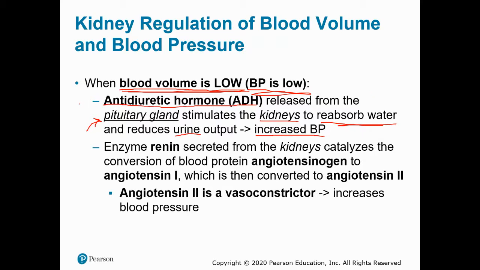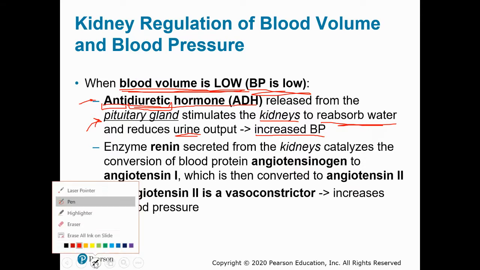So also look at this word antidiuretic. If you know what the word diuretic means, and you might not, diuretic means something that increases urine output, something that causes us to create urine, to go pee, basically. So if it's an antidiuretic, it's going to have the opposite effect of a diuretic. So antidiuretic means reducing urine output. And anytime we reduce urine output, it necessarily means we're reabsorbing that water back into our blood and thereby increasing our blood volume and our blood pressure.